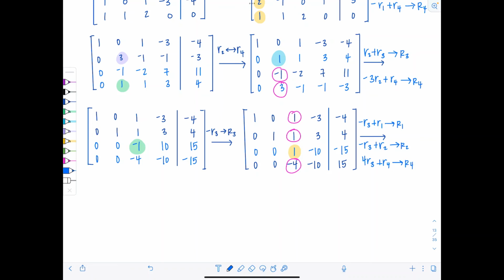Definitely pause the video here, try it yourself, and then see if you can do it correctly without messing up. If you need to do scratch work, do scratch work, but the goal is to do this mentally, okay?